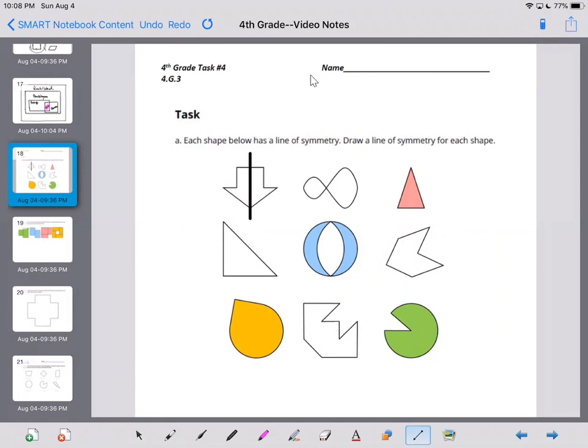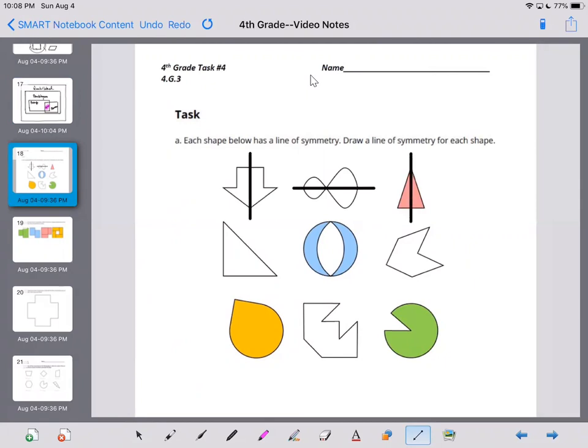So if I think about drawing this one vertically, is that correct? Does that divide it into two equal symmetric parts? No, it divides it into two parts, but they're not the same size. And so that would not be the correct line of symmetry. But if I draw it horizontally, now I've created symmetry, where if you think about it, I can fold it over that line. Same with the triangle.